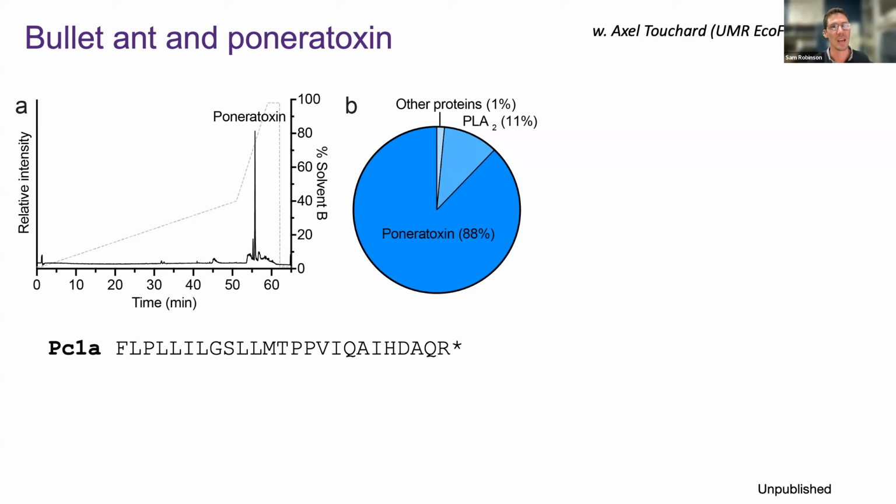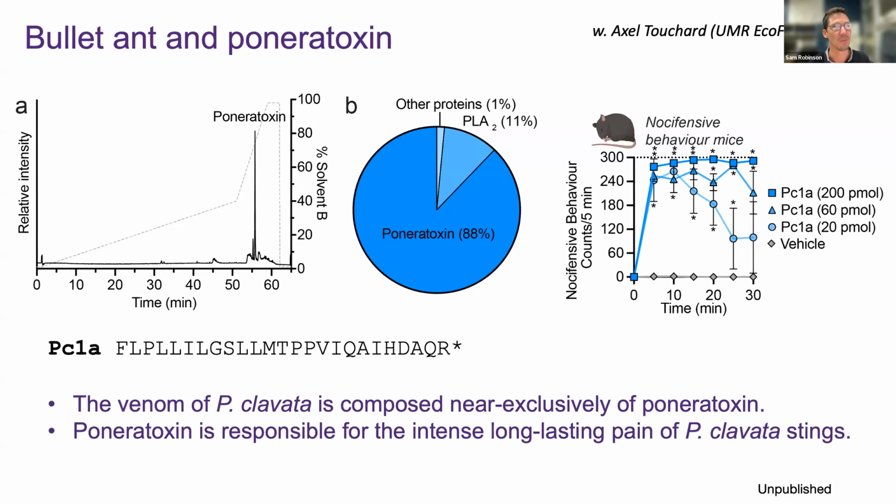So we made the peptide, and the assay we do is we test whether it can cause pain. We inject it into the paw of a mouse. This is just a shallow intraplantar injection. We're trying to mimic a sting as closely as we can. And sure enough, when you inject it, you get immediate near-maximal pain behavior that lasts for the course of the recording. This is completely consistent with what you experience when you're stung by this ant. So we're pretty confident that the major pain-causing component in at least bullet ant venom is Poneratoxin.